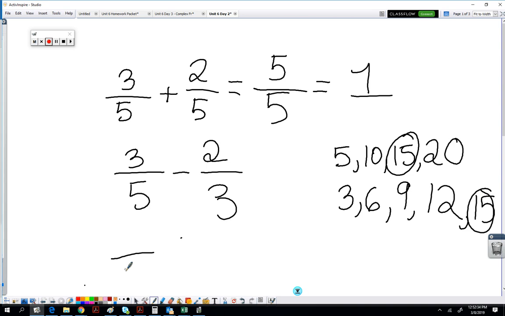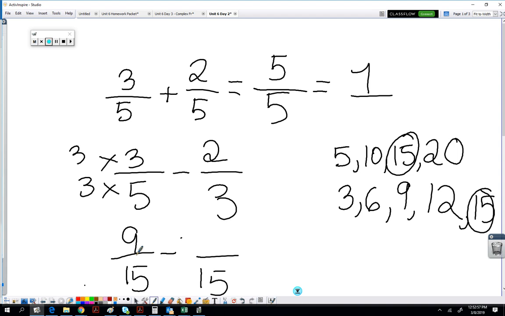Another way you could have done that is just multiply your 5 and your 3 together, and it gives you 15. So now your main goal is to be able to write it as one fraction, but we're going to have to do something. So I have 5, but I want 15. What do I need to multiply by? 3. What you do to the bottom, you do to the top. So I get 9. And now I have a 3, but I want 15. What do I need to multiply by? 5. What you do to the bottom, you do to the top.